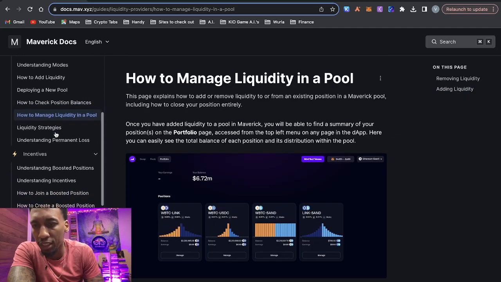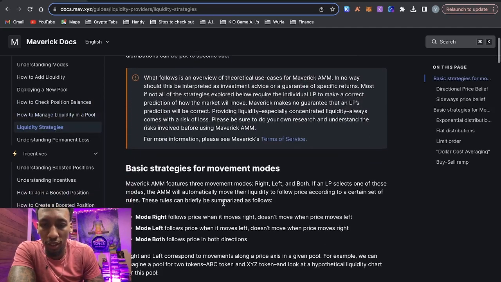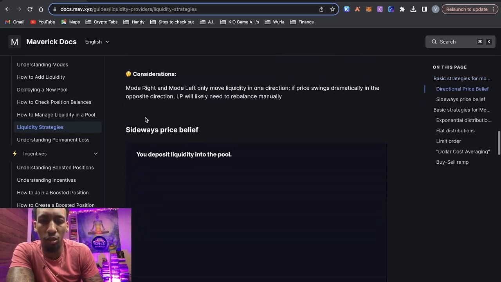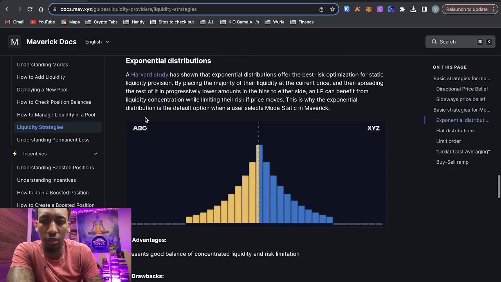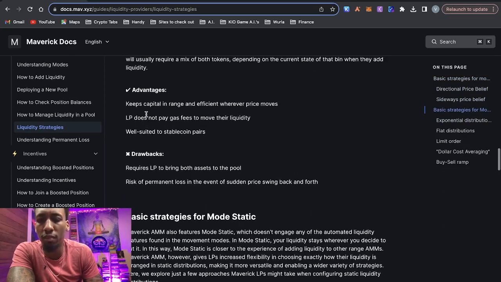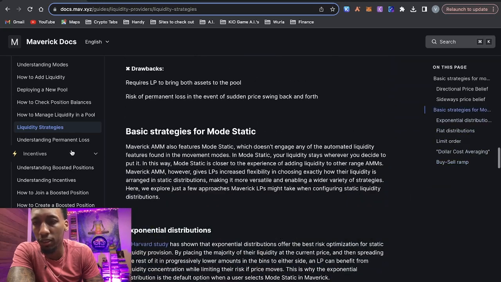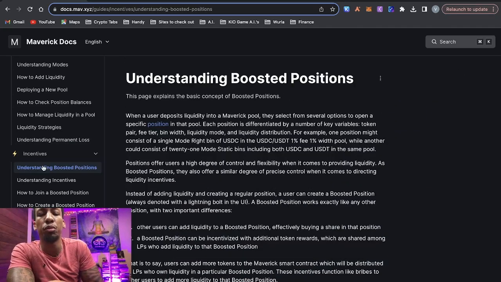Show you how to manage it. They give you some liquidity strategies. They kind of tell you when to use which modes. You can kind of go through all this and get a bunch of strategies if you're interested in that. They give you the advantages and the drawbacks to each one, so you can tell they're kind of taking it serious.